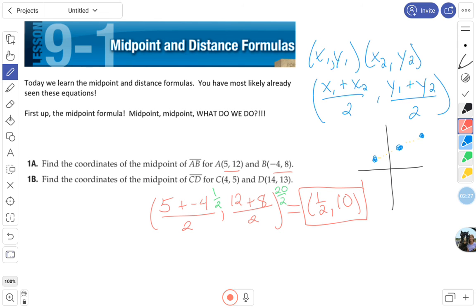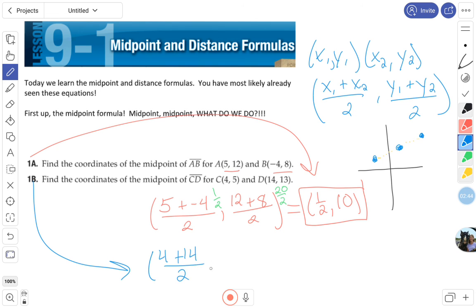Okay, I'm going to try one more just for giggles. If I have 1b, let's do that. Make sure I mark where everything is. Midpoint, midpoint, what do? Add them together. My x's are 4 and 14, and divide by 2. My y's are 5 and 13, and divide by 2. So I have 4 plus 14 is 18, and 5 plus 13 is also 18. So my final answer is going to be 9, 9 if I simplify those.